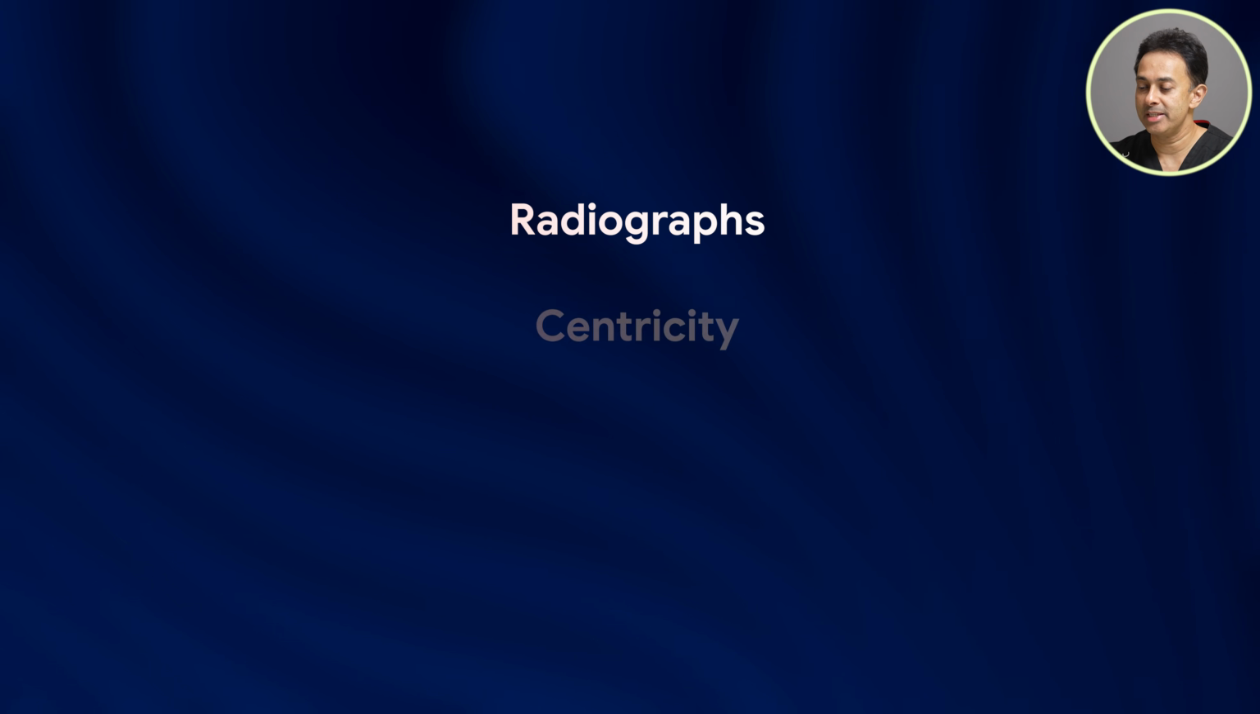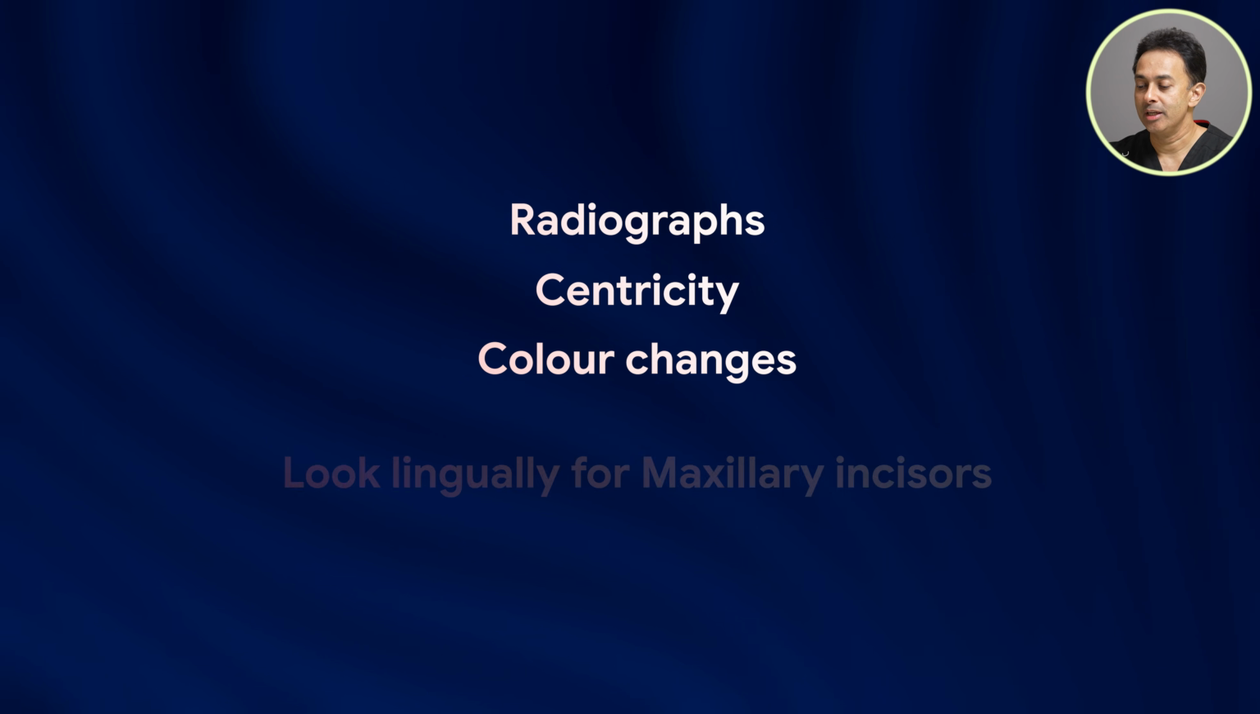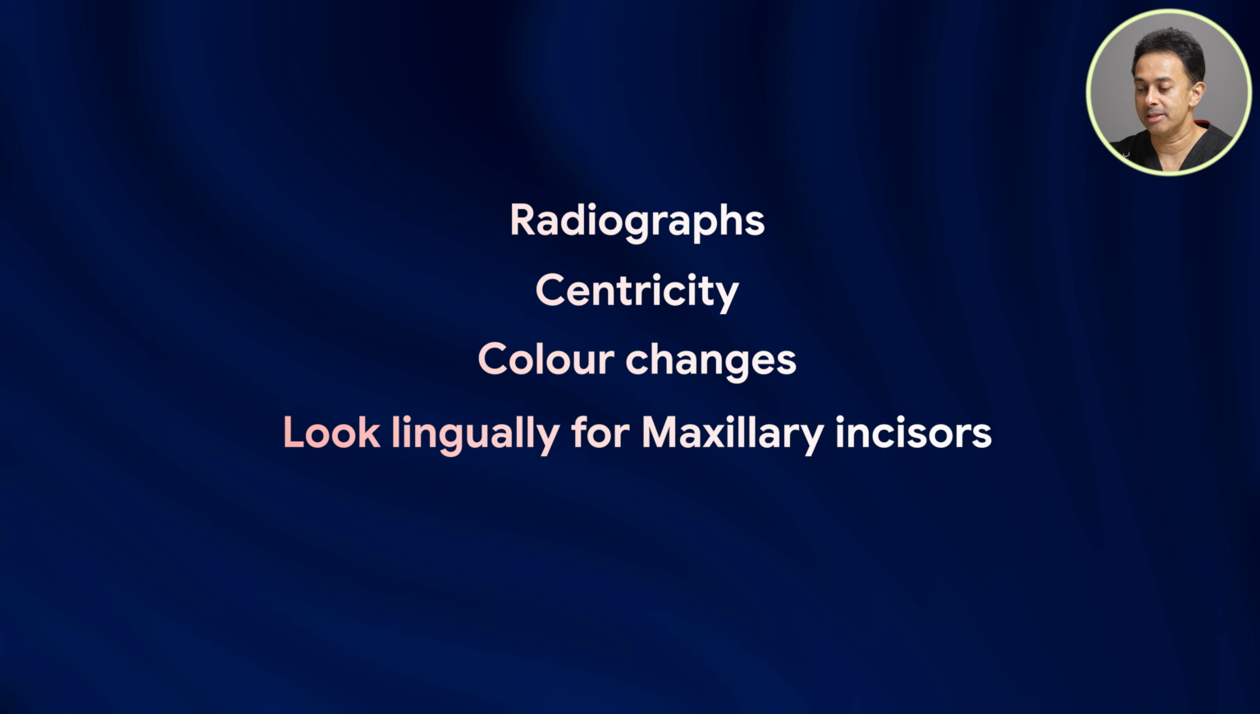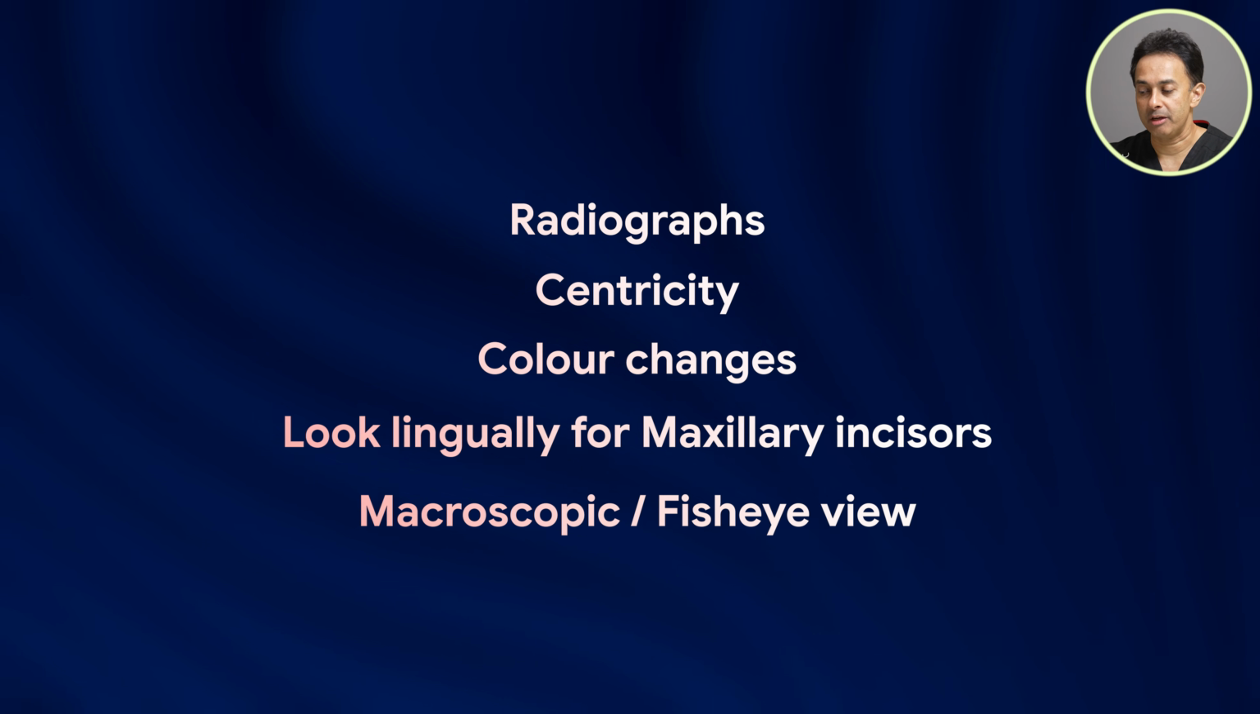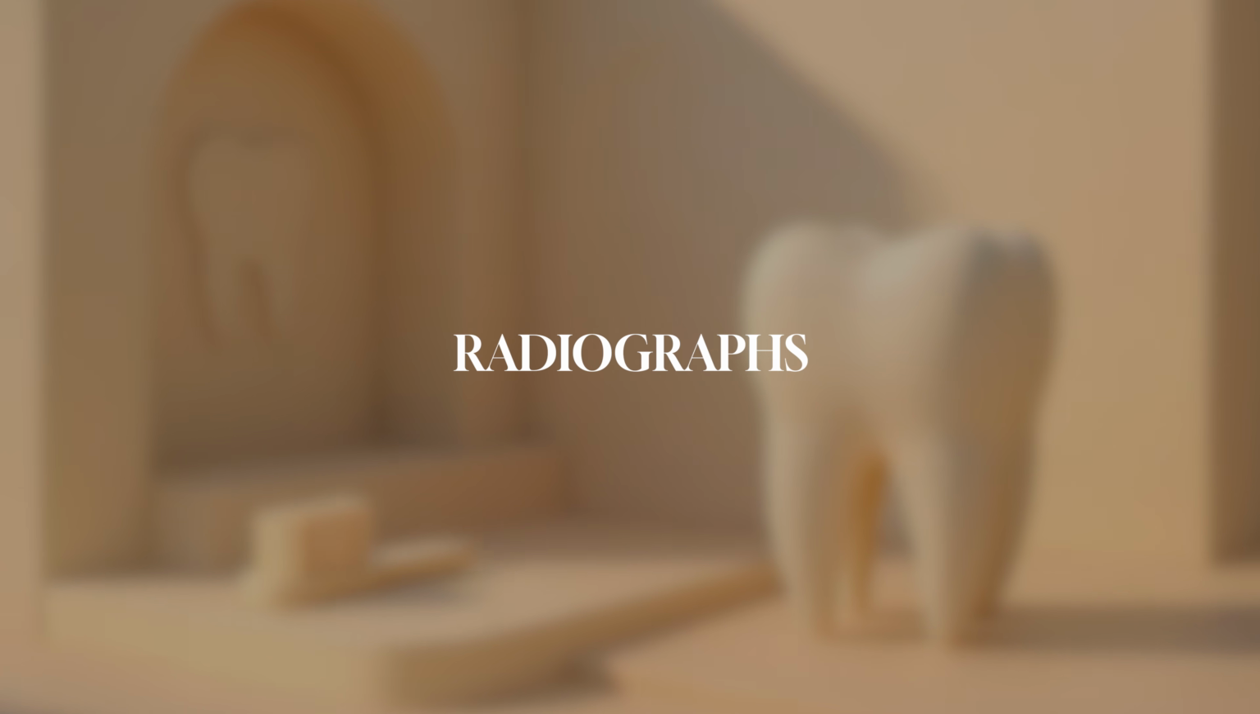The following are some of the techniques that can help you locate calcified canals. These include radiographs, centricity, color changes, looking lingually for maxillary incisors, and macroscopic and fisheye view. Let's look at each of these in detail. First, let's look at radiographs.